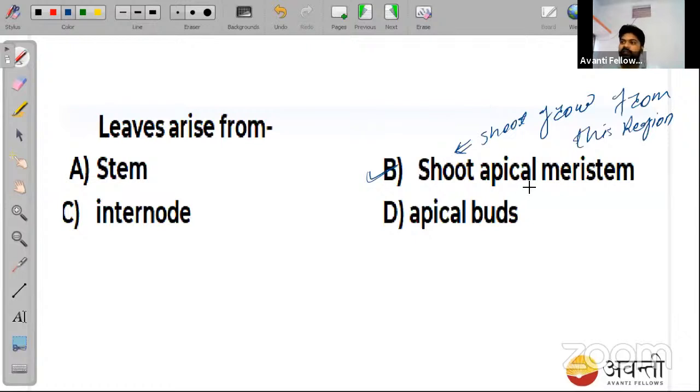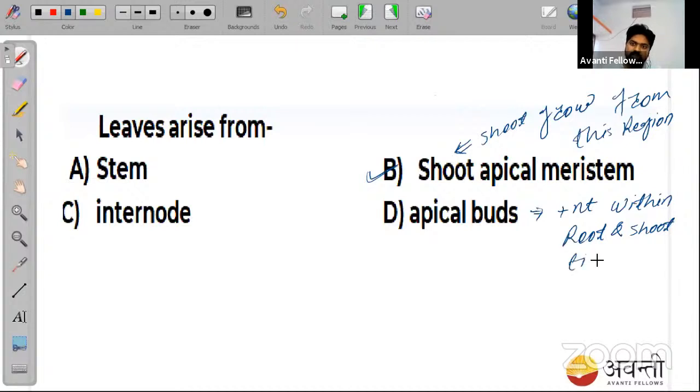The next thing is the apical bud. What is meant by apical bud? Apical bud is nothing but it is present within the root and shoot tip. I am writing here: it is present within the root and shoot tip. That is what is meant by the apical bud.